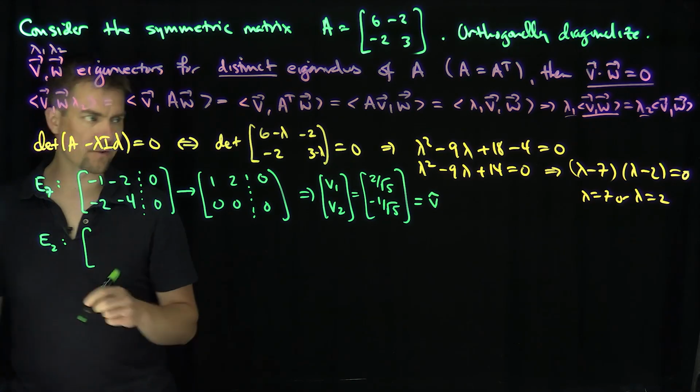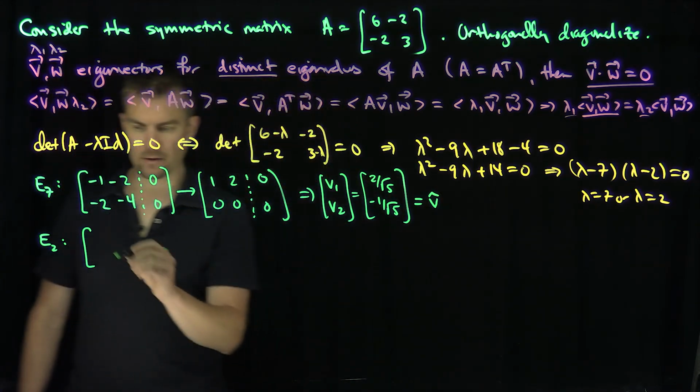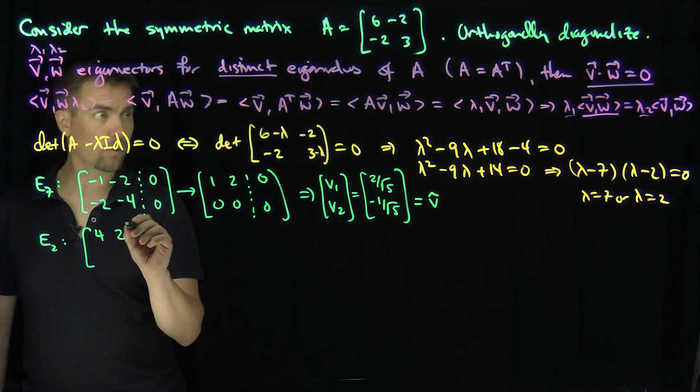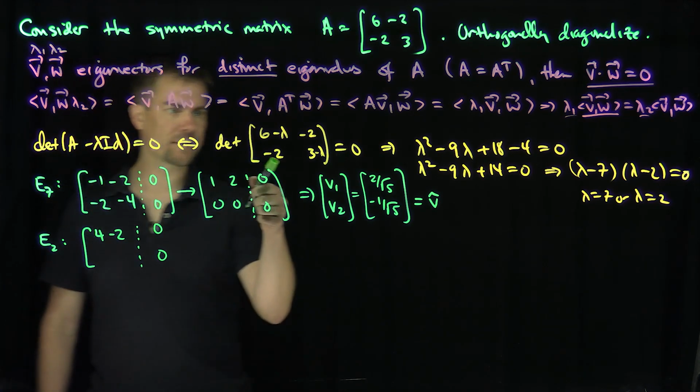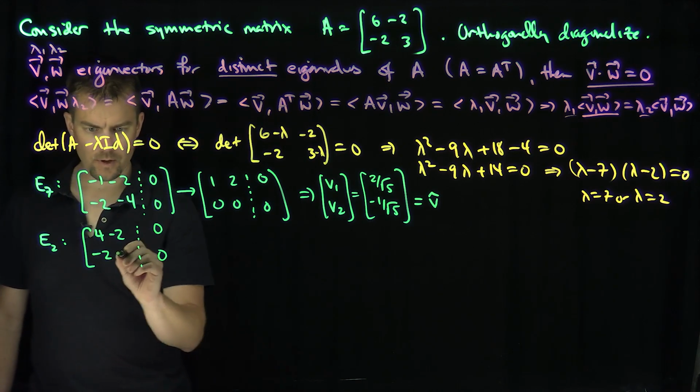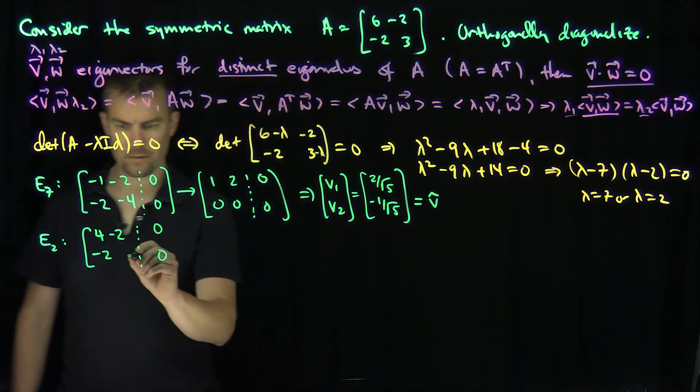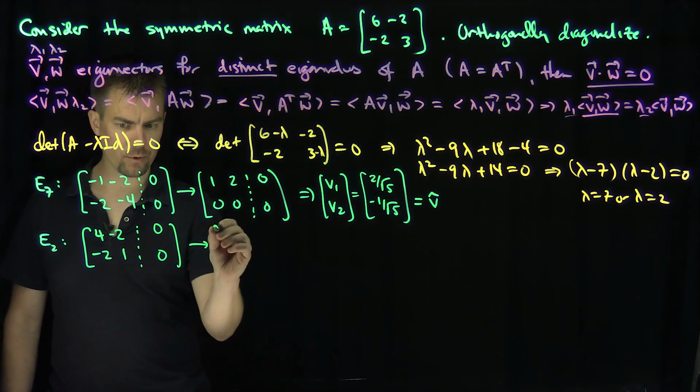E2 is going to correspond to what? Now I'm going to subtract off 2 from the main diagonal. I'm going to get a 4, then a 2, and negative, of course, and I augment with zeros. Down here I get a -2, and then when I plug in 2 over here I get a 1, right? So this clearly row reduces to what?